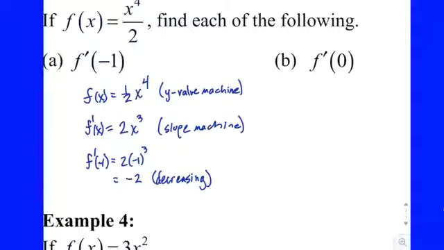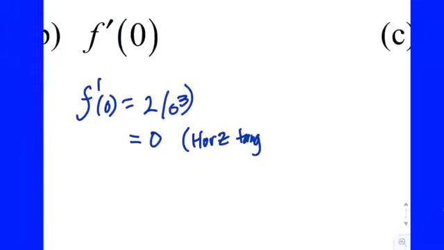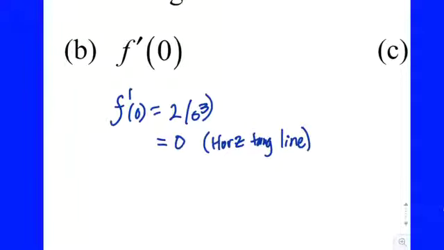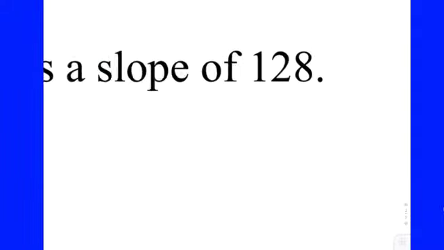F prime of 0. Well, now that we have f prime of x, we'll just show it. F prime of 0 is 2 times 0 cubed, which of course is 0. What type of tangent line does that give us, if the slope is 0? Horizontal, yeah. So we have a horizontal tangent line. Those are going to be very, very important moving forward. As we talked about in 2.1, finding max-mins was a very important impetus for discovering calculus. We could have set it equal to 0 and solved for x. The x-coordinate where the slope is 128.